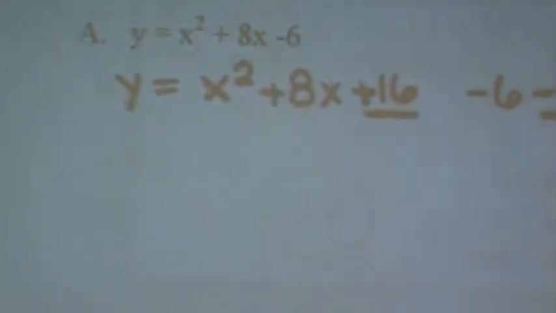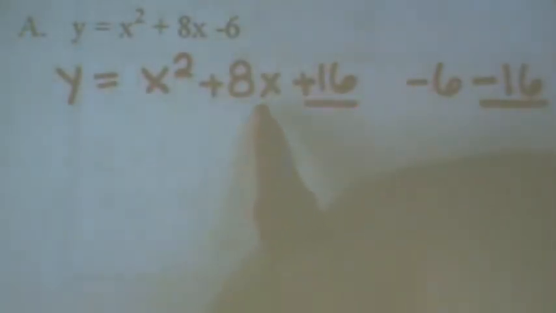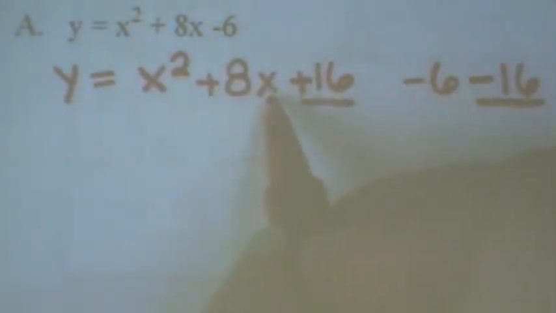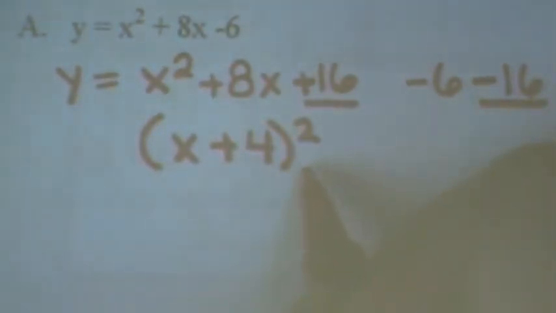It's on the same side. Isn't 16 minus 16 0? So did I do anything to this problem? No. Not really. But what I did was I made this factorable. How do you factor x squared plus 8x plus 16? You're not going to cancel it, you're going to use this to factor that, to make that x plus 4 squared.